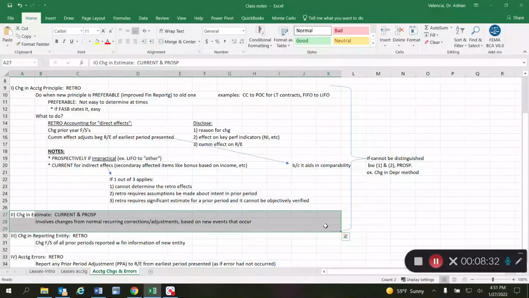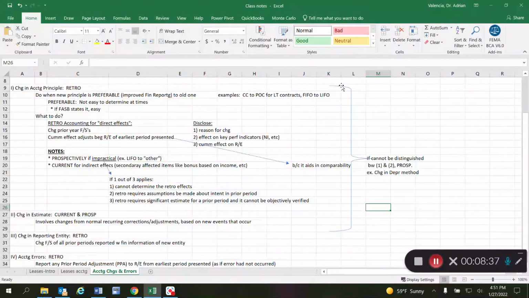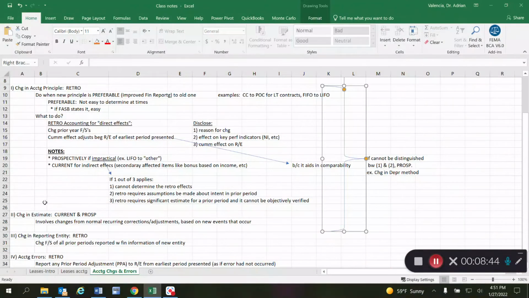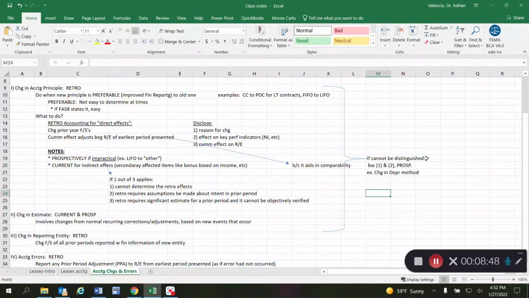Now, what's interesting is that if you have an issue where something is possibly a change in accounting principle or a change in estimate, okay, and it's hard to distinguish this. So in other words, you are going back and forth between whether something you're doing is a change in an accounting principle or an estimate. The rules say just treat it prospectively as a change in estimate. Okay, so what's an example of that? A change in depreciation method.